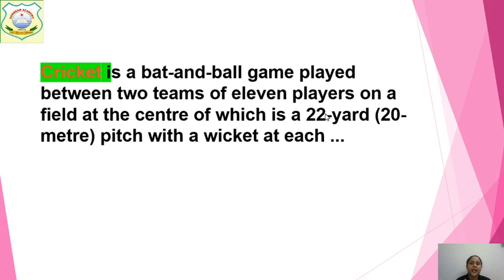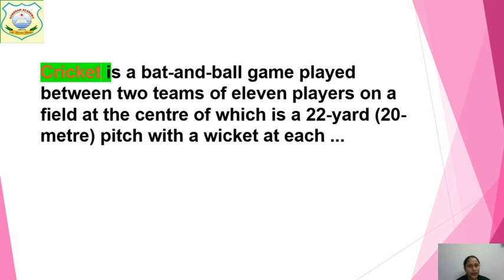हर team में कितने players होते हैं? 11 players होते हैं. On a field at the center of which is a 22-yard pitch with a wicket at each side. Both the sides' wickets are placed. 11 players are there in each team. And there is a field of 22 yard. Okay, 22 yard का एक pitch होता है.